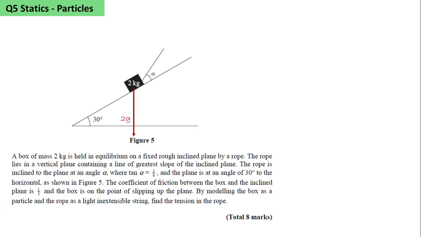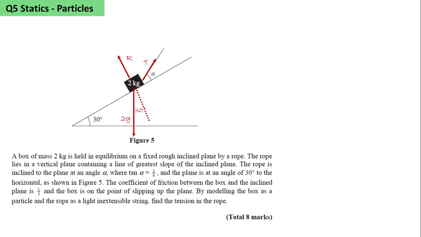We can add the weight of the mass, that would be 2g, and we can also add in the normal reaction of the plane, which will be R, and we can show the angle of 30 degrees between the weight and the direction of the normal reaction.